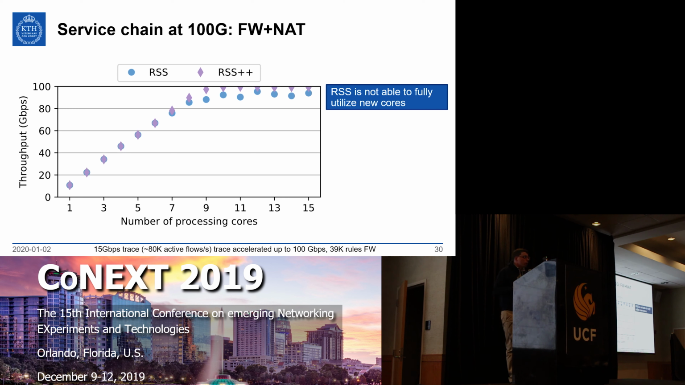And with RSS++, we have basically linear scaling, because we spread an even load between the cores. We also have in the paper a comparison on latency, because latency is, even with 15 cores, much higher with RSS, because some queues are full while some other queues are empty.